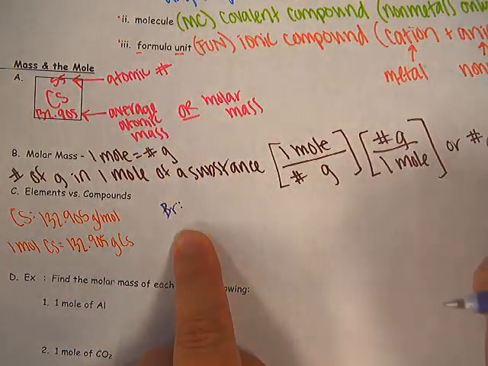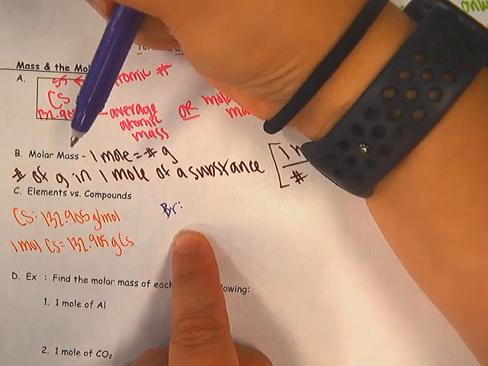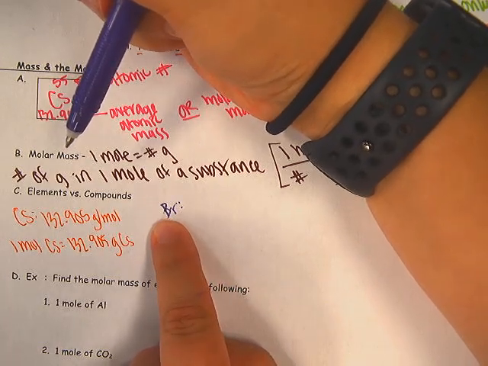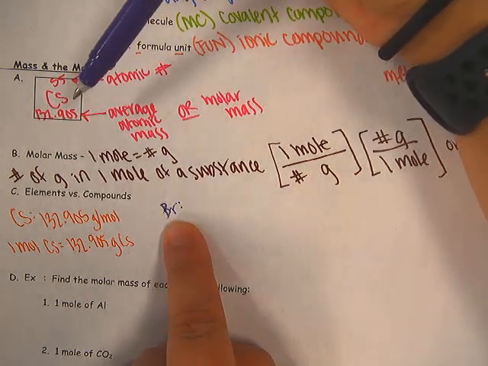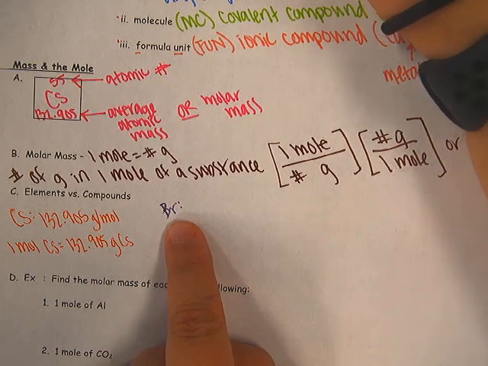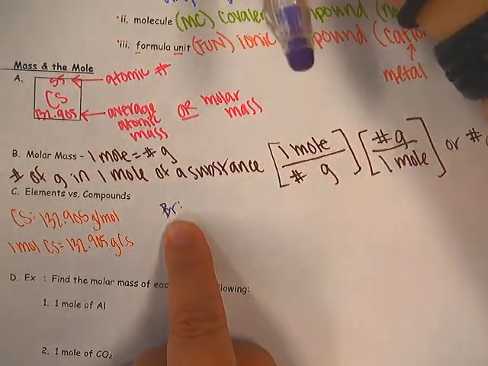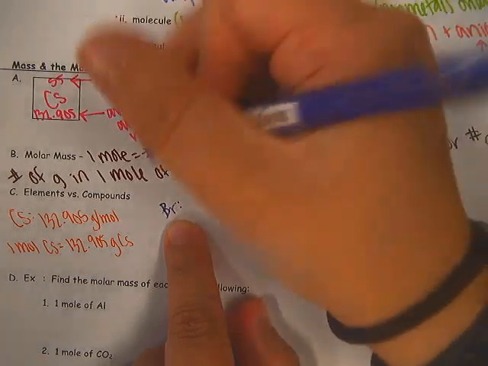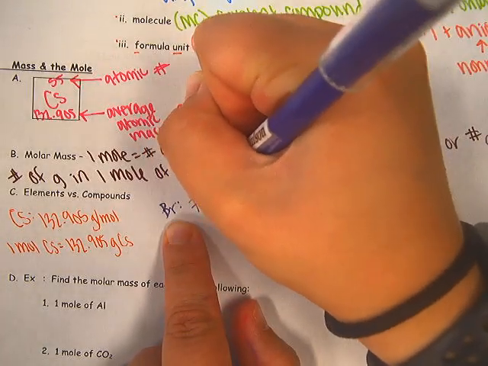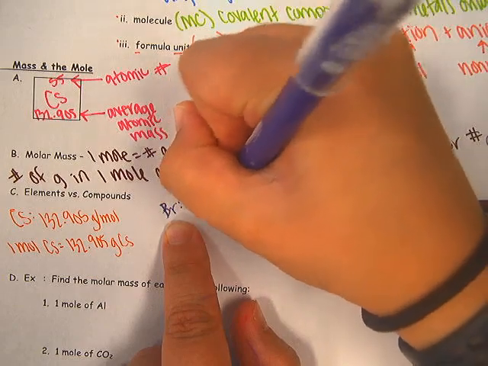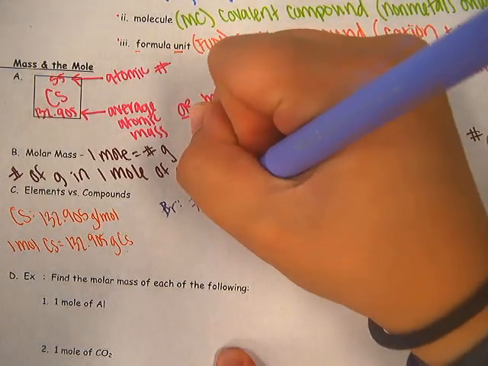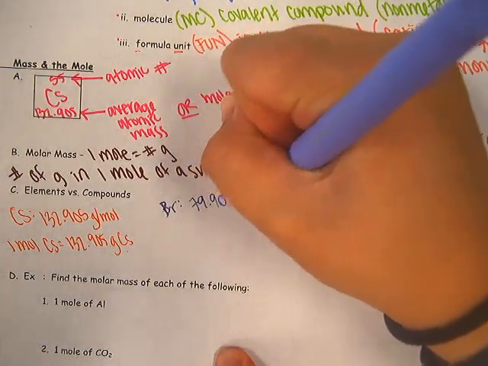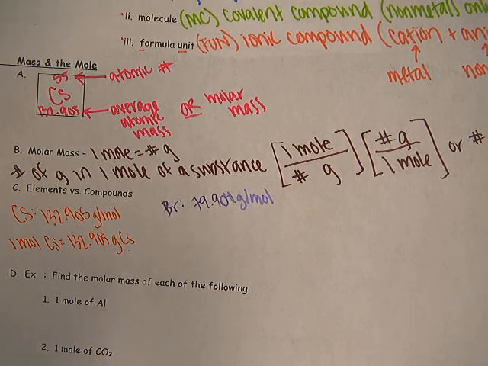If I just have bromine and I want the molar mass of just bromine as Br, what is the molar mass on our periodic table for bromine? Just Br. Exactly as it appears on the periodic table. 79.904. Perfect, so 79.904 grams per mole. Does everyone see how we got that?